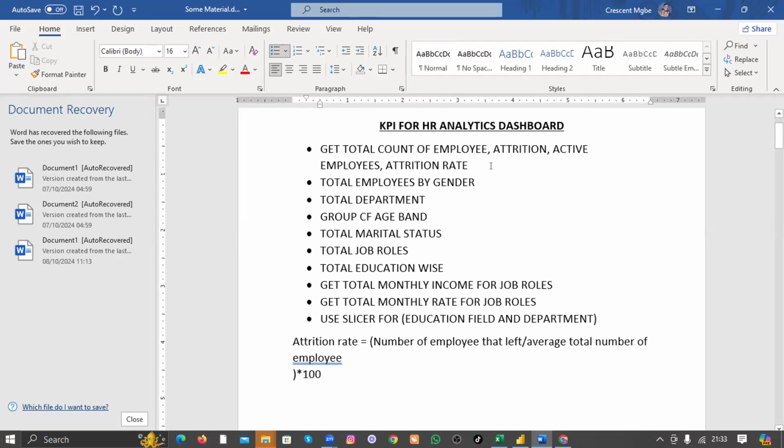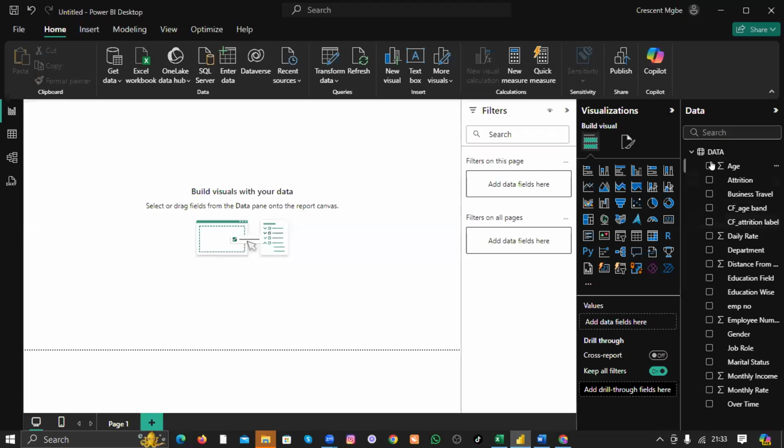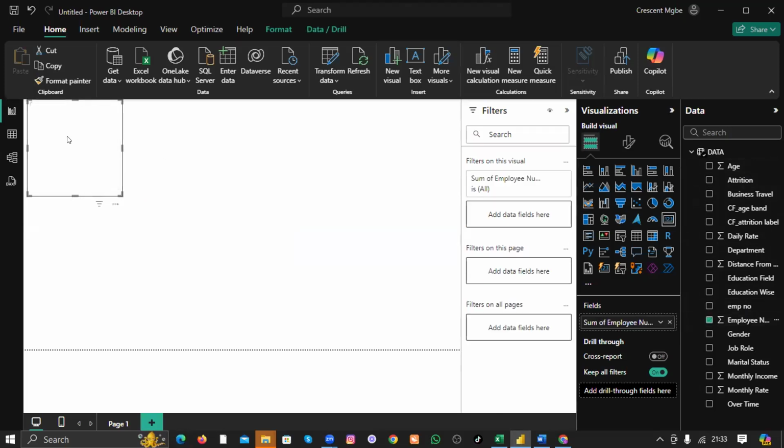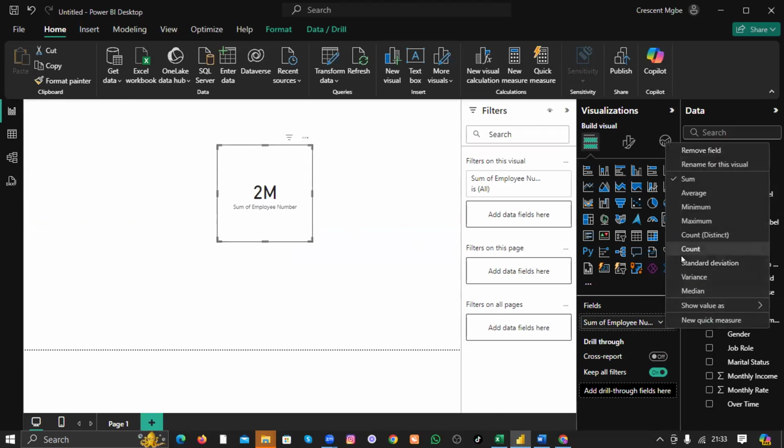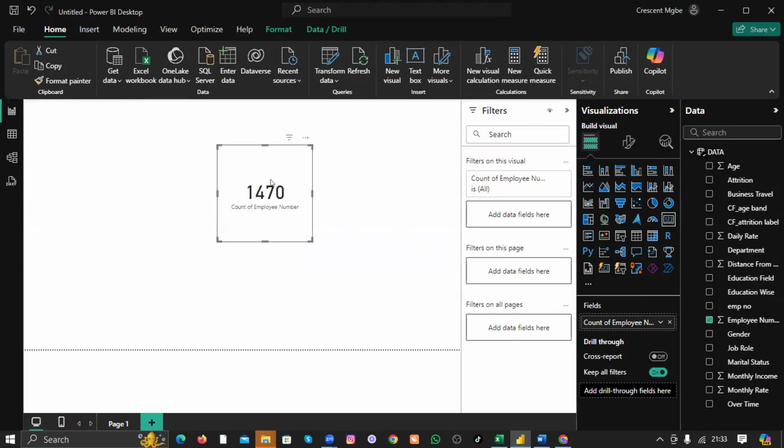So this means that to solve all these KPIs, we have all the columns we need. The good thing is we don't need to create any new column or any new table. However, we need to create new measures. What we have here now is the number of employees. This is the total number of employees we have.